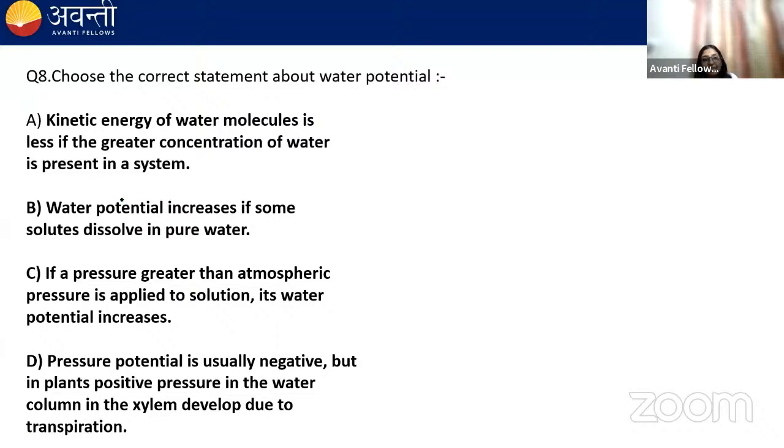Next question says, choose the correct statement about water potential. We have to choose the correct statement regarding water potential. Option 1 says the kinetic energy of water molecule is less if the greater concentration of the water is present in a system. The kinetic energy of the water molecule is less if the concentration of the water is greater in a system. For example, if this is a water beaker and these are your water molecules, the kinetic energy is the random motion of the water in a solution, I guess.